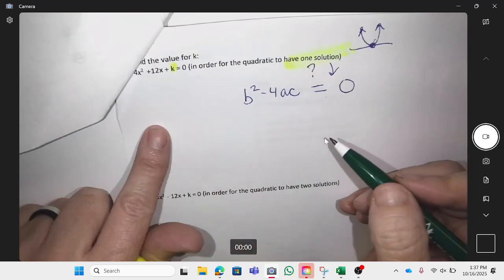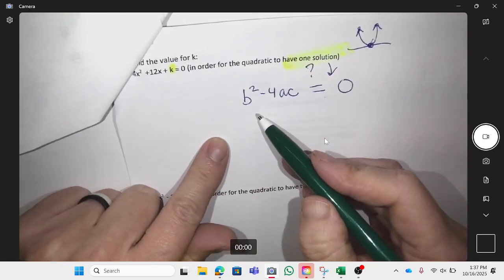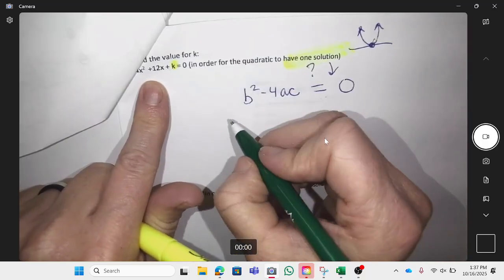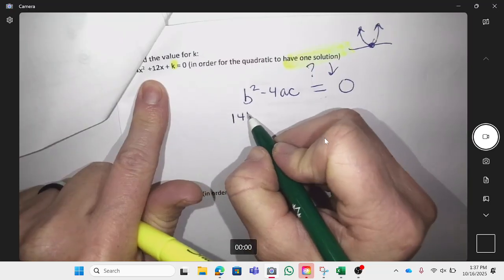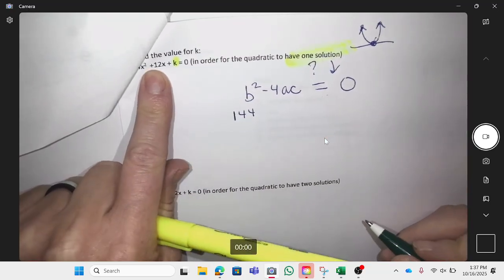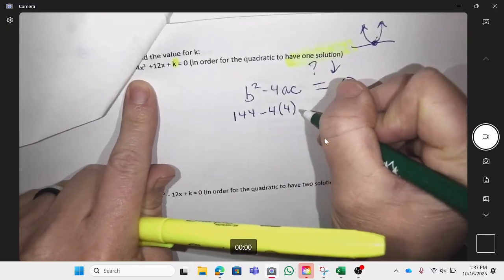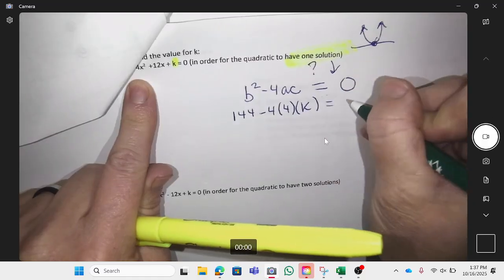Okay, so here we go. B squared is replacing with, what are you going to replace that with? 144. Subtract 4 bracket K.